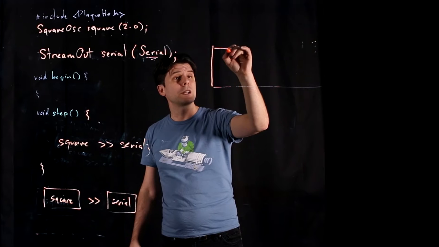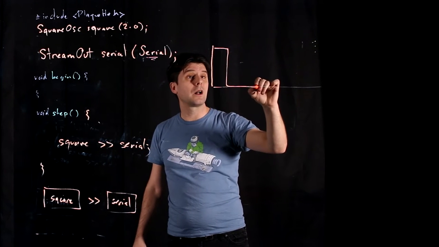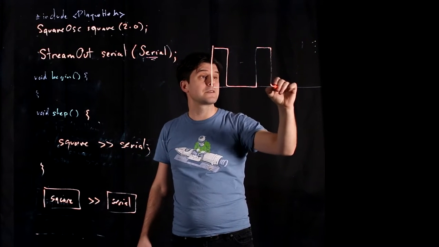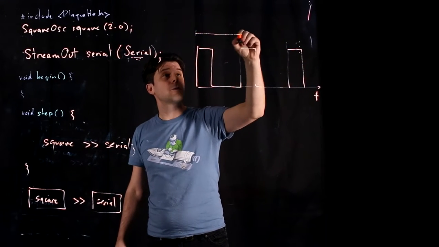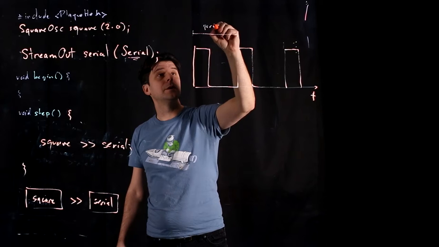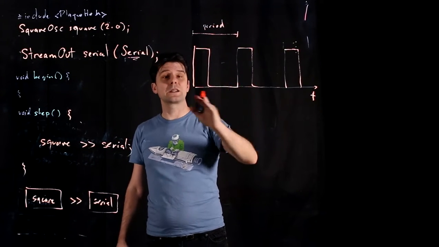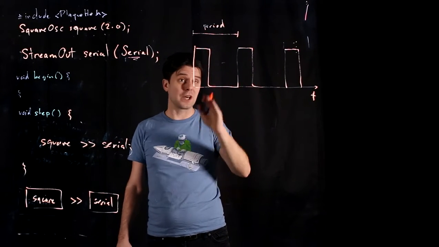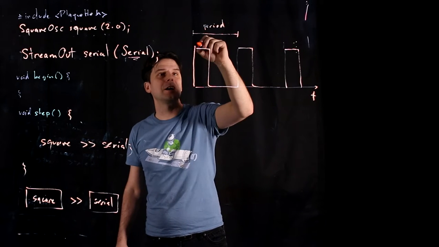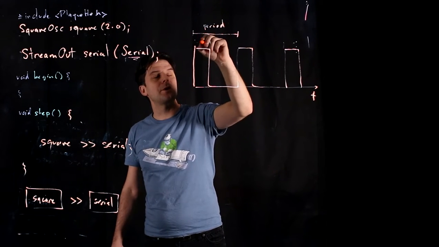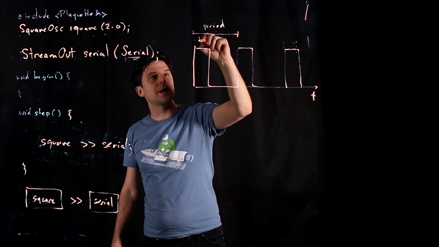So our square oscillator, as we recall, is defined essentially by two parameters. The first one being the period, which is the cycle after which the oscillator will repeat itself, and the other parameter is called the duty cycle.